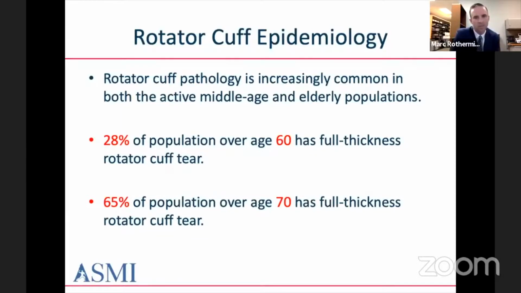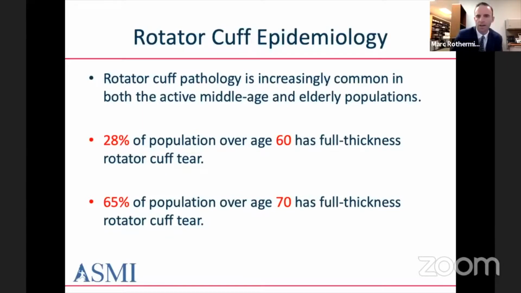This always surprises patients when we say about a third of the population over the age of 60 actually has a full thickness rotator cuff tear. Many of these are asymptomatic. Many of these are chronic degenerative injuries that have gradually worsened with wear and tear over time. 65% over the age of 70. So it flips over in your 60s, that now a majority of patients are walking around with a full thickness rotator cuff tear.